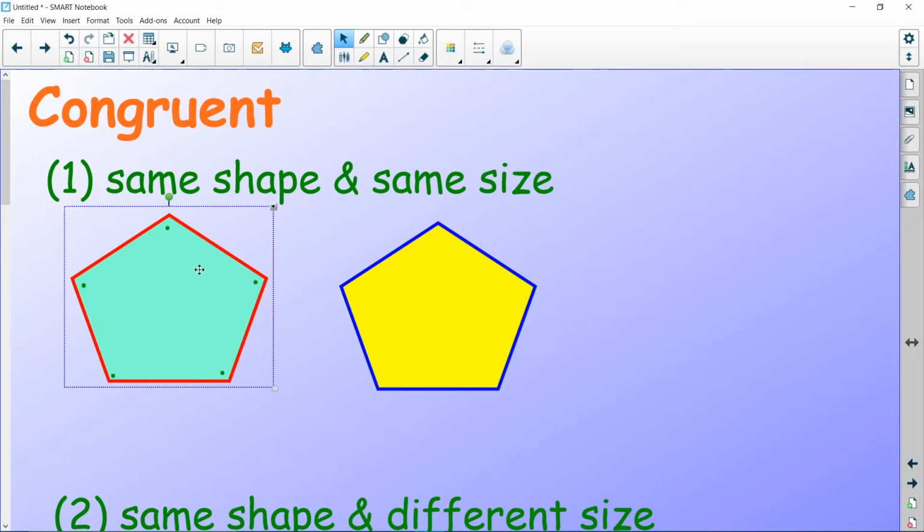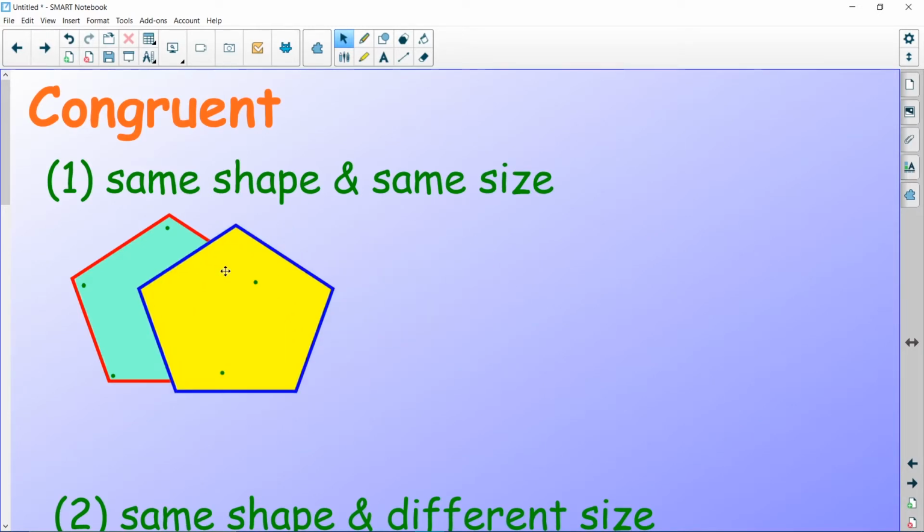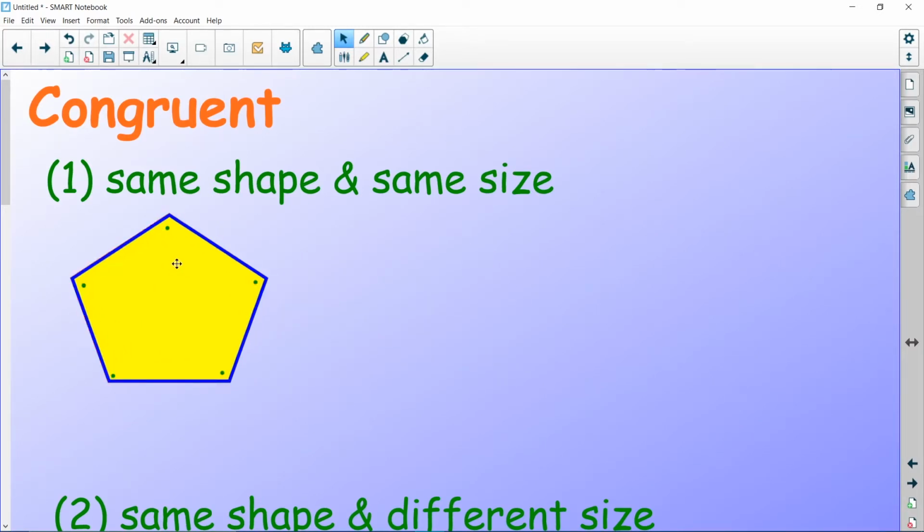This polygon has 5 vertices, and this polygon also has 5 vertices. Then they have the same shape, and also they have the same size. Then I can say that these two polygons are congruent.